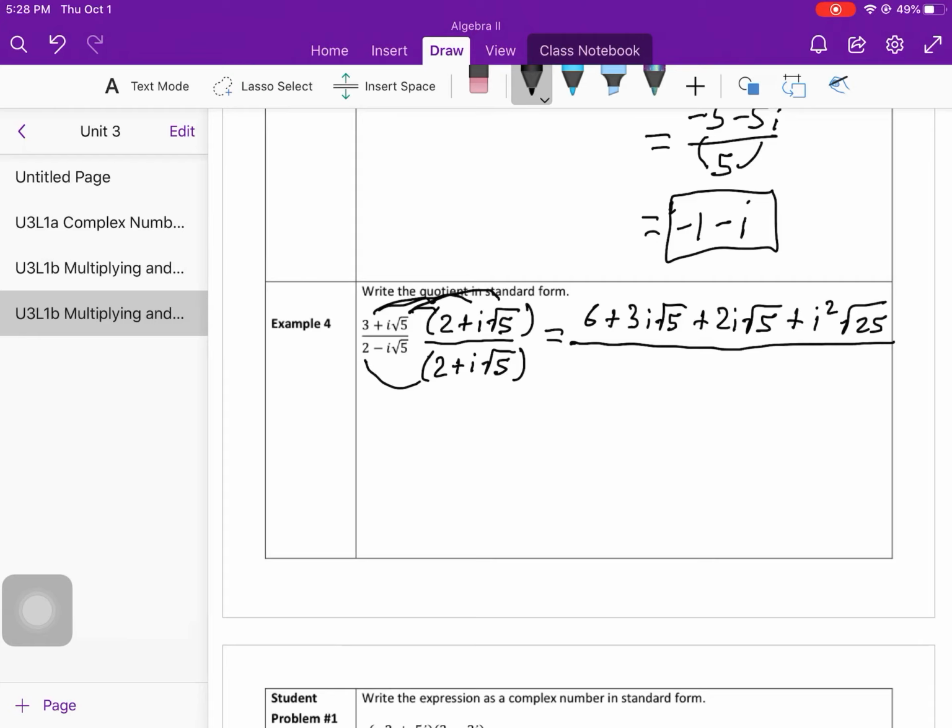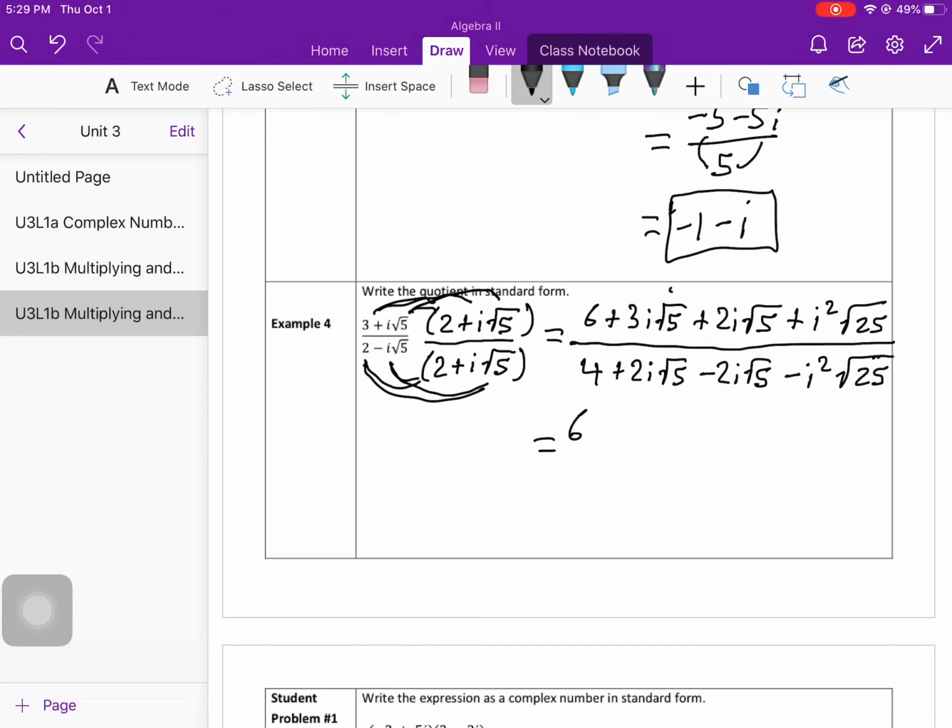And then on the bottom here, 2 times 2 is 4. 2 times i square root of 5 is 2i square root of 5. Then distribute the negative i square root of 5, which is minus 2i square root of 5. And then the last part is minus i squared times the square root of 25. Okay, now that looks nasty. So let's go ahead and simplify.